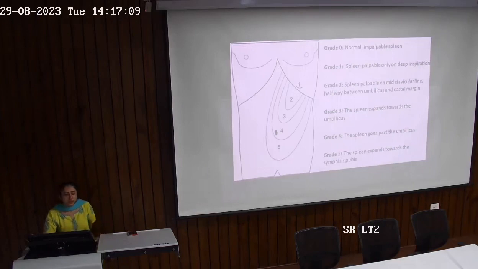Now the grading is done. Grade 0 is normal impalpable spleen. Grade 1 is spleen palpable only on deep inspiration. Grade 2, spleen palpable on mid-clavicular line, halfway between umbilicus and costal margin. Then there is grade 3, the spleen expands towards the umbilicus. Then grade 4, the spleen goes past the umbilicus, that is massive splenomegaly. And grade 5, the spleen expands towards the symphysis pubis.